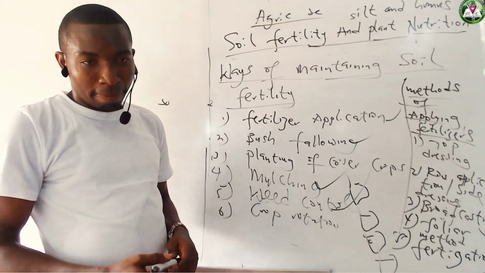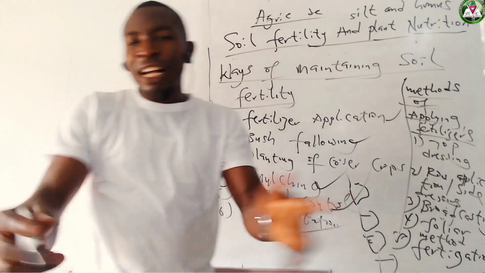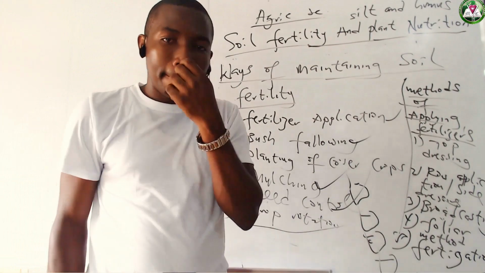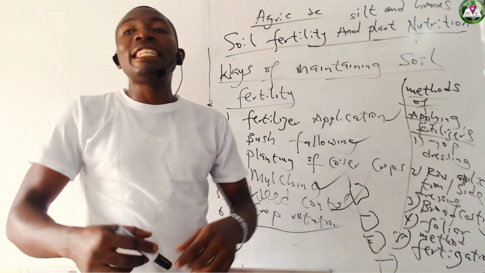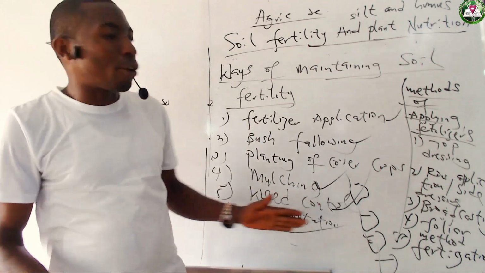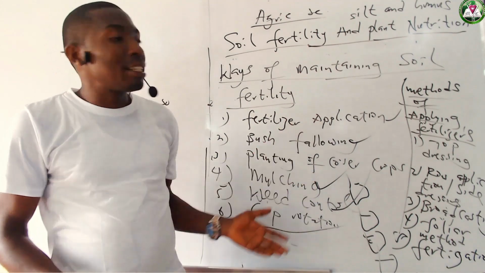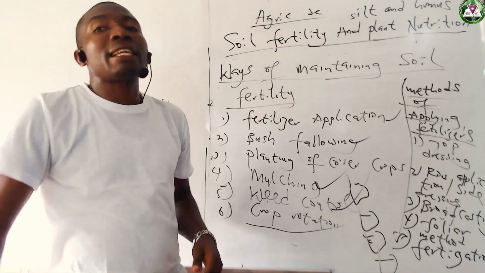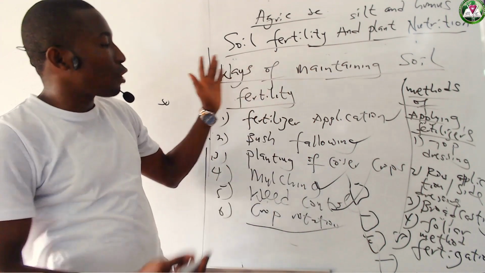Finally, is crop rotation. What do we mean by crop rotation? Crop rotation has to do with planting of different kinds of crops on the same piece of land, year after year, in a sequential order. Of course, we have principles that govern this crop rotation. Time may not permit me going into that. Number one is that a deep-rooted crop should be followed by a shallow-rooted crop. Crops that are attacked by the same pest and disease should not follow each other, and so on and so forth. So these are some of the ways of maintaining soil fertility.